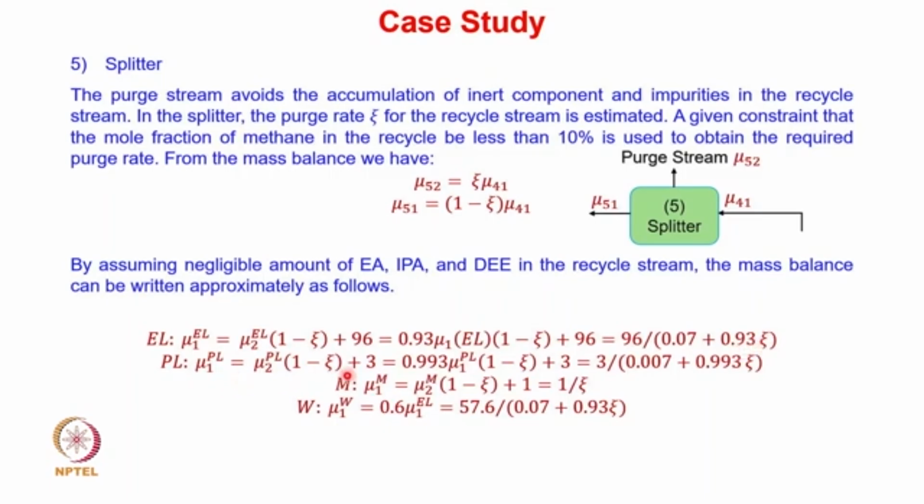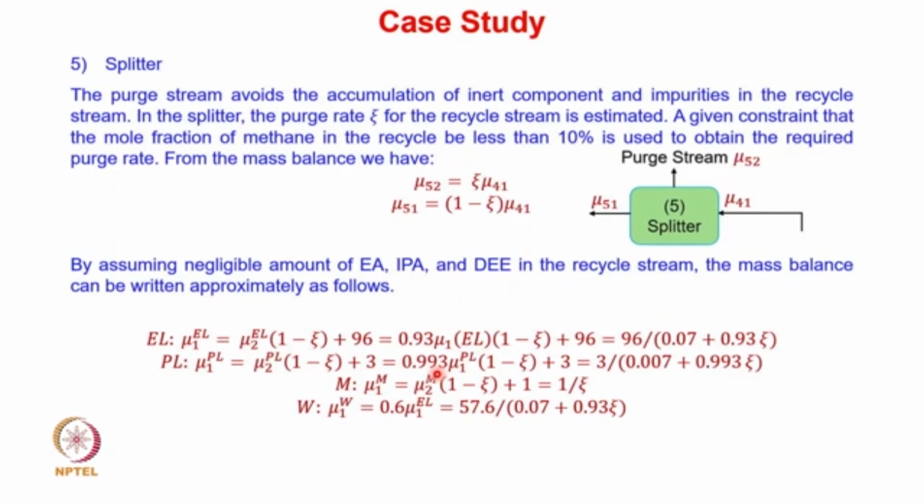Similarly, for propylene also we can write down. For propylene also, this will be from the recycle stream, and this will be from the fresh feed, isn't it? And again mu2 PL we can write down in terms of the output coming out from the reactor.